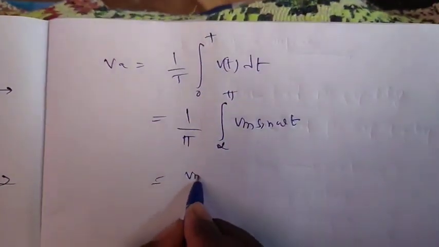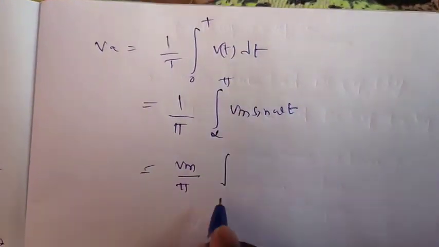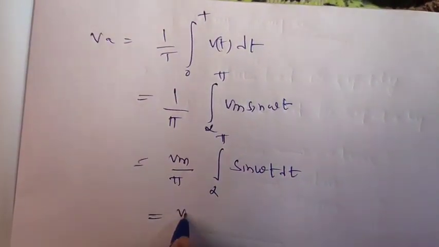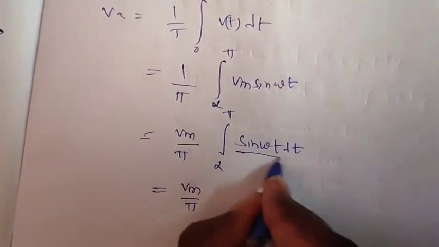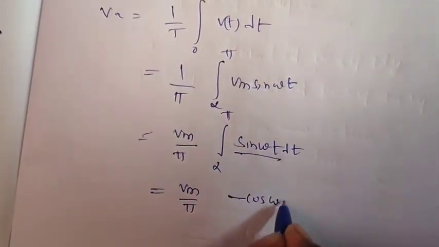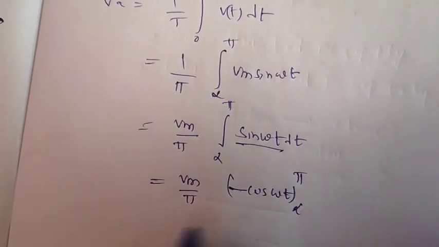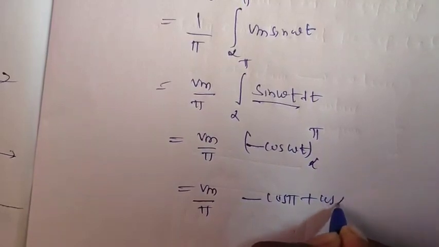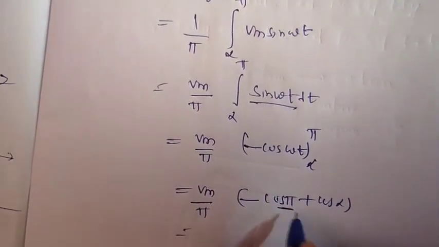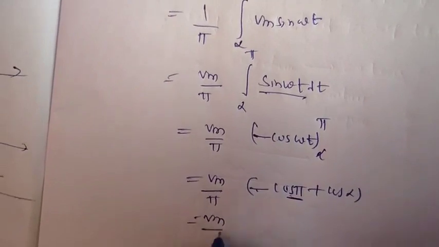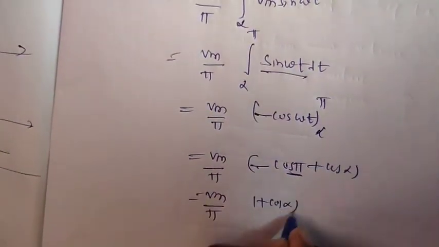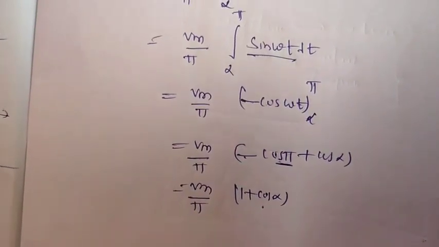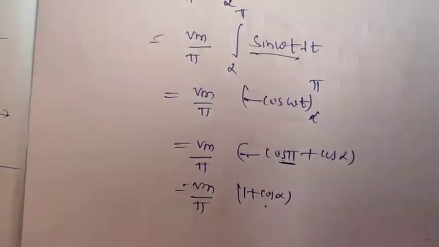Vm is constant, Vm by pi integral alpha to pi of sin omega t dt. The integration of sin theta is minus cos omega t from alpha to pi. So we can replace this: Vm by pi times minus cos pi, minus of minus is plus. Here cos pi is minus 1, minus into minus 1 is plus 1, so Vm by pi (1 plus cos alpha). So here we can derive the formula.